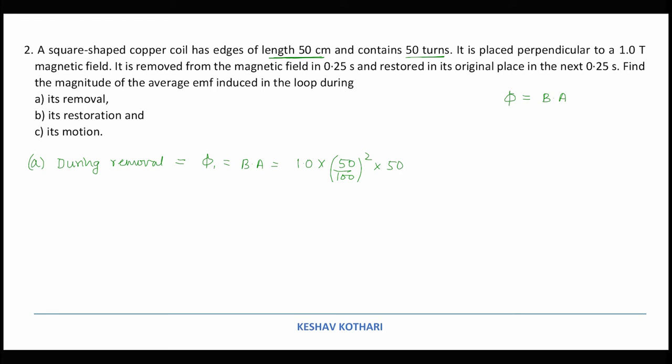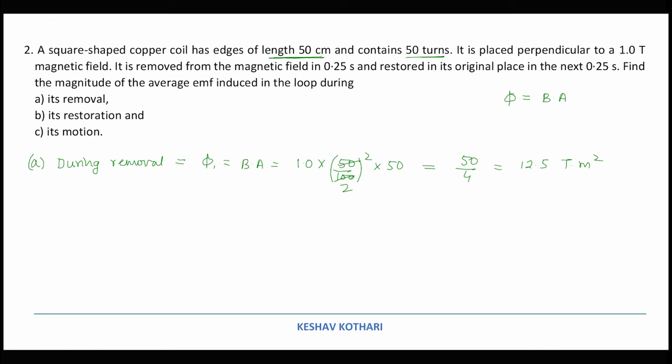And then on being removed, the coil is removed from the magnetic field in 0.25 second, and it is restored back into its position in the next 0.25 second. So we are writing it in this way, that the value of phi 1 is equal to this. If we calculate it out, the value is going to come as 50 by 4, which is equal to 12.5 Tesla meter square.